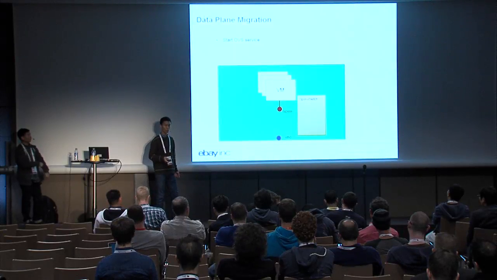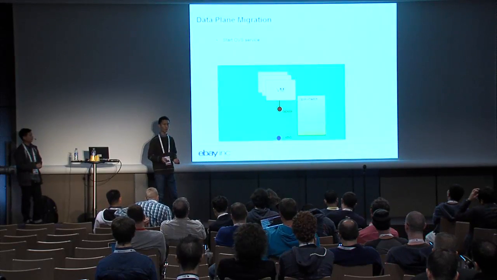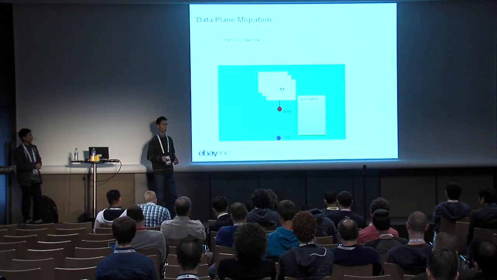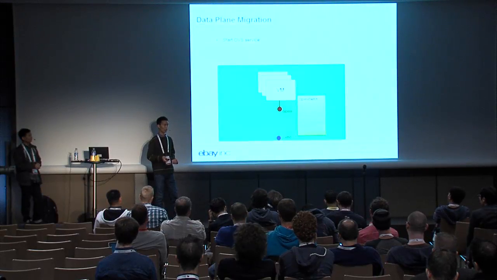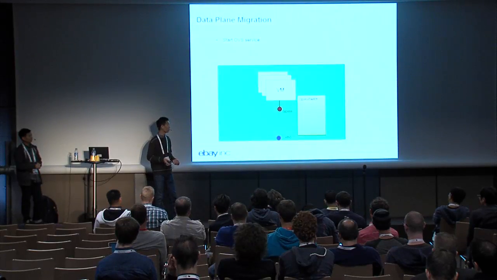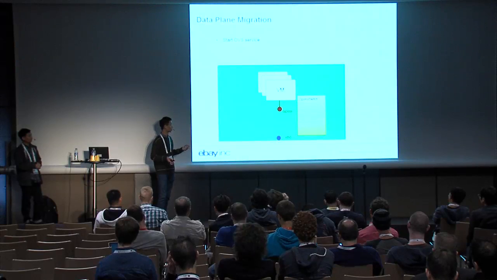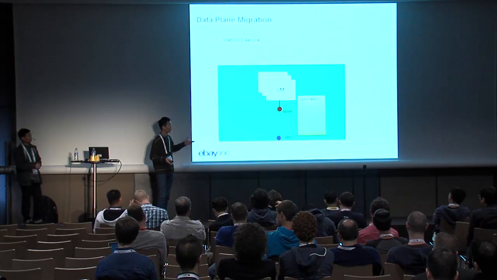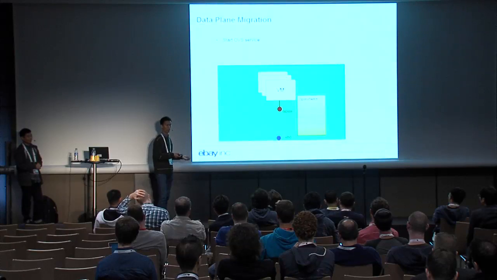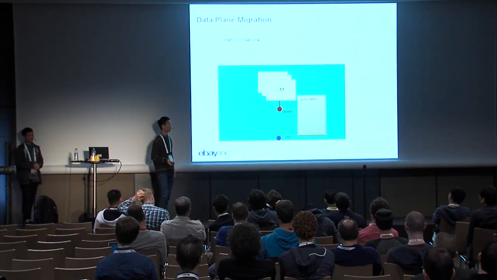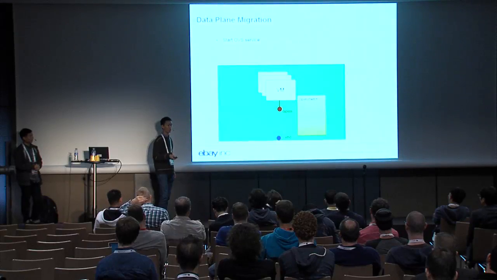Open vSwitch and Linux bridge cannot be running at the same time on the same hypervisor because of a Linux kernel API conflict. So that's why we do it this way. This is for 6.3, the worst case, right? But for 6.4, we just start the OVS service before cutting the connection.